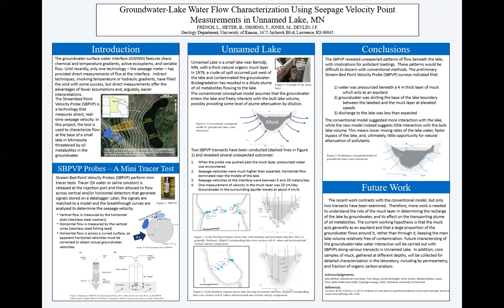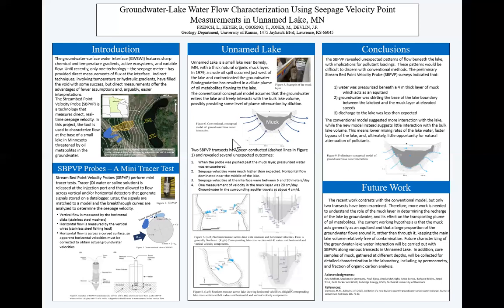Unnamed Lake is a small lake near Bemidji, Minnesota, with a naturally occurring organic muck layer. In 1979, a crude oil spill, shown in blue, near Bemidji contaminated the groundwater. Since then, biodegradation has resulted in a dilute plume of oil metabolites, shown in yellow, flowing to the lake. The conventional conceptual model assumes that the groundwater enters the lake and freely interacts with the bulk lake volume, hopefully providing some level of plume attenuation by dilution.